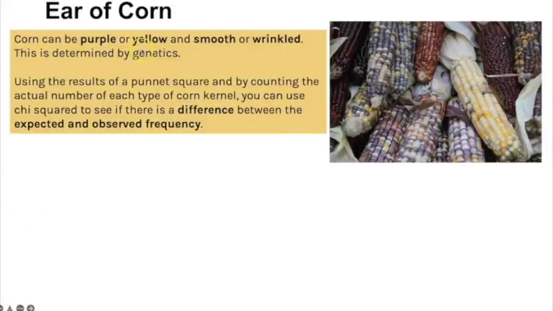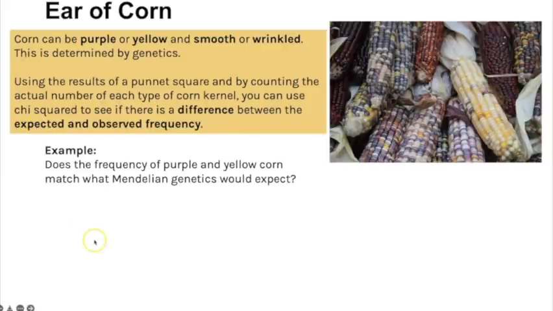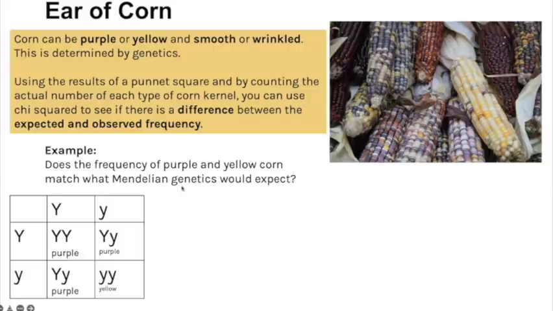Corn can be purple or yellow and smooth or wrinkled. It's not actually just yellow like you see in the supermarkets, and this is determined by genetics. So using a Punnett square and by counting the actual number of each type of kernel, we can then use chi-squared to see, is there a difference between the expected frequency and the observed frequency? So does the frequency of the purple and yellow corn match the Mendelian genetics you would expect, which basically means the expected value you get from a Punnett square.